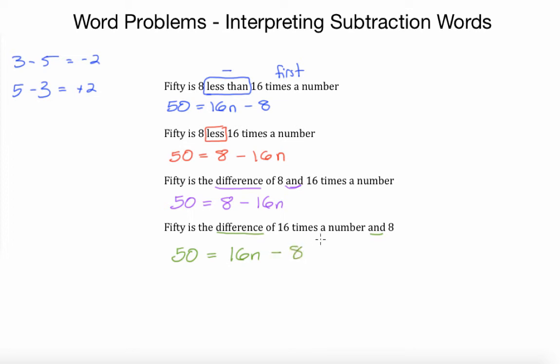So again, 4 different ways to take the same letters, numbers, and everything, but based on how we're writing our subtraction, I have different problems for each one. Hopefully that helps you interpret subtraction words and know how to deal with some of these correctly.